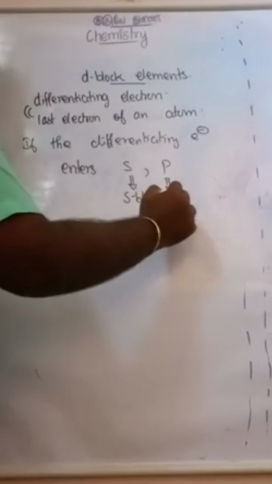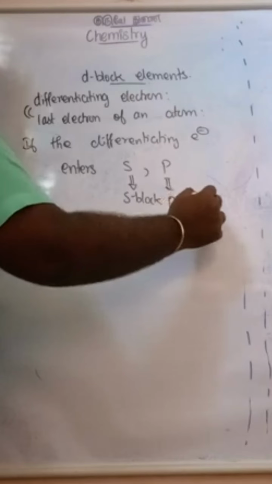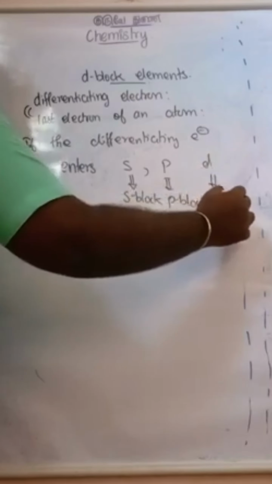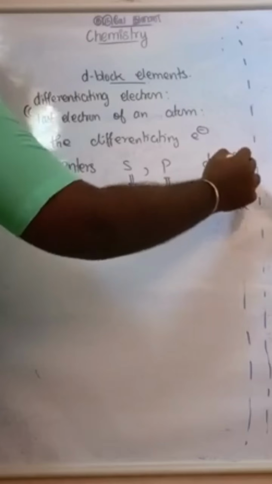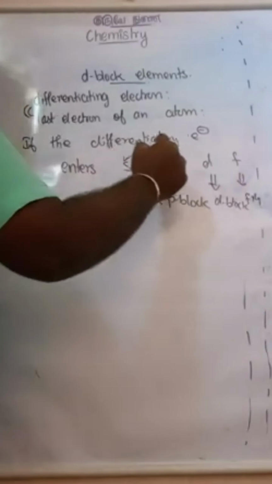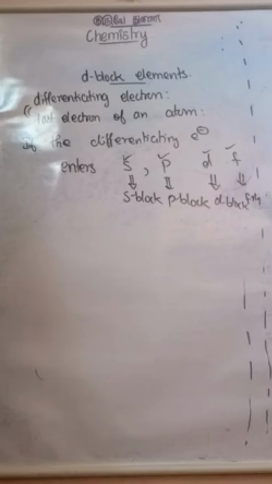If the differentiating electron enters into the s subshell, the element will be present in the s block. If it enters into the p subshell, the element will be present in the p block. If it enters into the d subshell, the element will be present in the d block. If it enters into the f subshell, the element will be placed in the f block. In any one of the blocks, the differentiating electron, or the last electron, should enter.